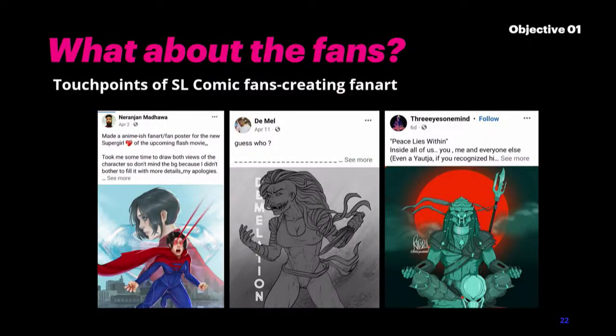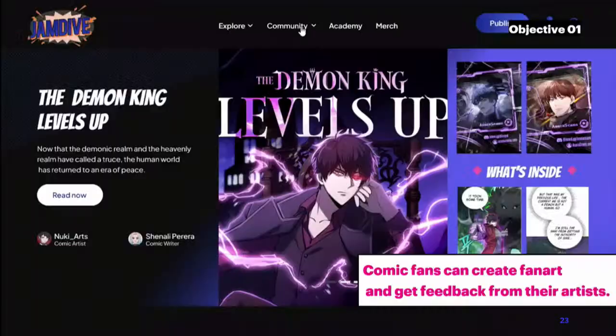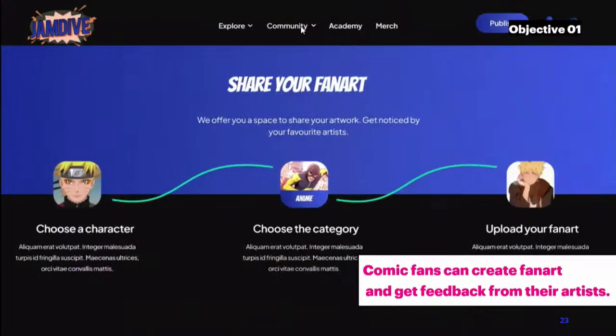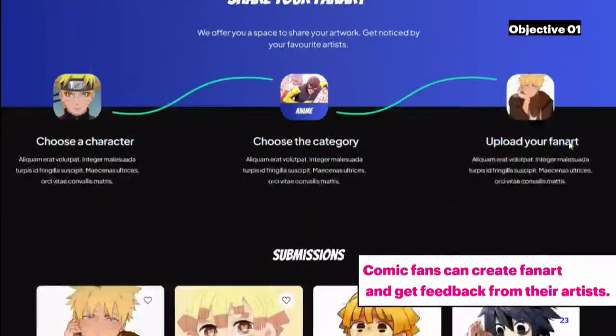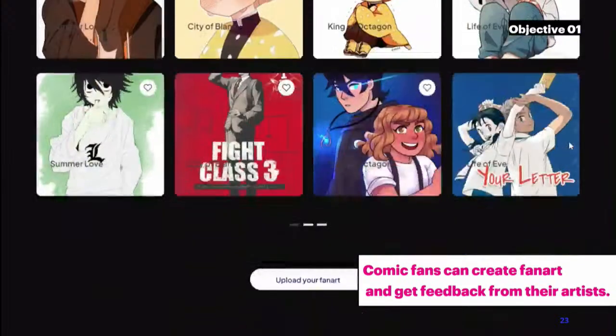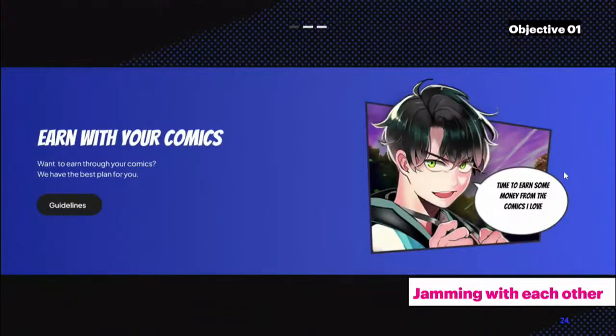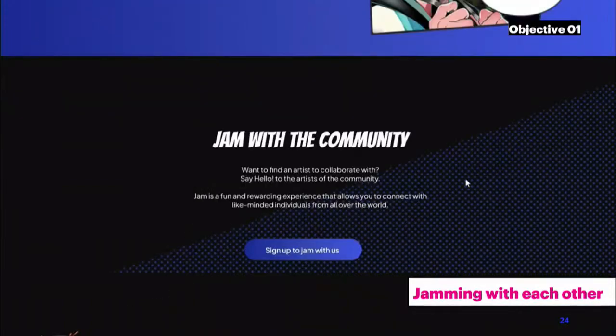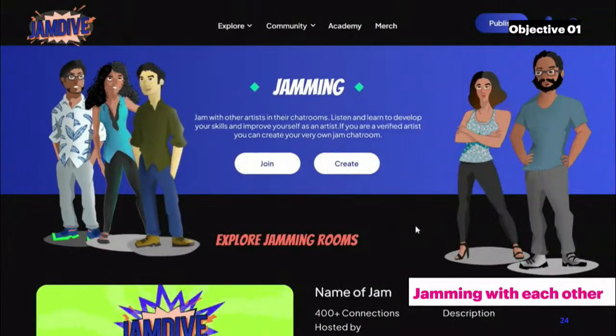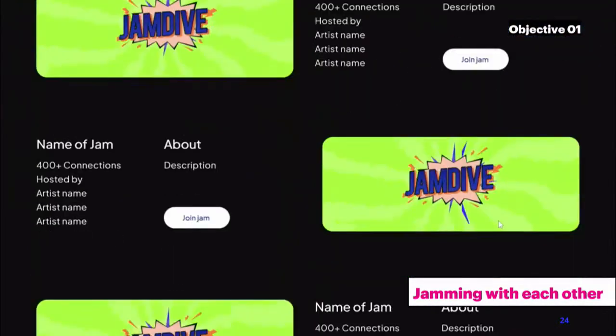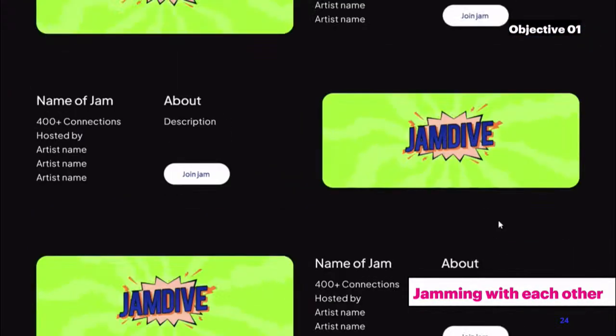The touch points that I received after interviewing the fans is that Sri Lankan comic fans love creating fan art, and that's what I came up with. In this platform, comic fans can create fan art and get feedback from their artists as well. And then the most important part is jamming with each other. That's basically what Jam Dive is about. We can create a community here, and artists and fans, vice versa, can jam with each other in these jam rooms.